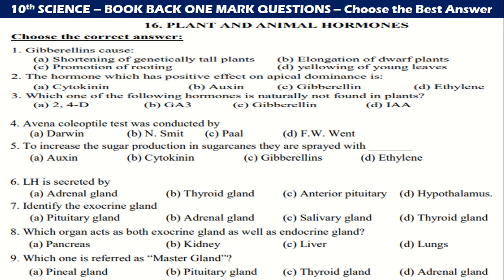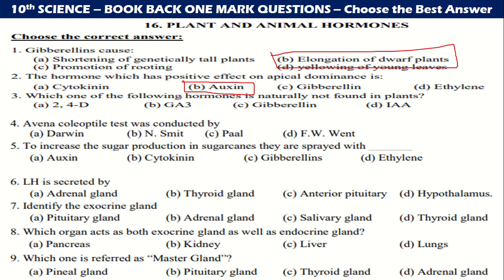Next one, plant and animal chapter. Gibberellins cause elongation of dwarf plants. The hormone which has positive effect on apical dominance is auxin. Auxin is what is used for that.